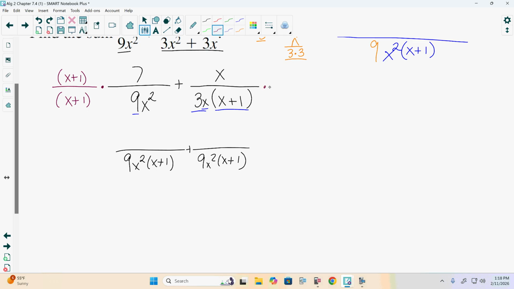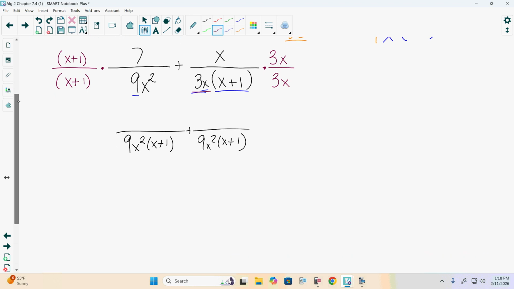Now on the right hand side, we're going to do a similar thing, but I'm not going to multiply the top and bottom by x plus 1 because it already has it. The main part we need to change here is we need to change it from 3x to 9x squared. So what times 3 is 9? 3. So we'll have to multiply the top and bottom by 3. Now what times x is x squared? X. So the piece that the right one was missing to get to the least common denominator is 3.